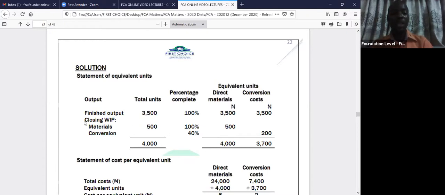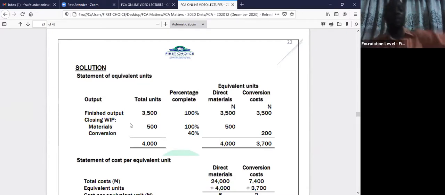Now, can you see the cost element here? For work in progress, we have material, we have conversion. And so we put it here again, material and conversion as heading. Look at the percentage of completion. So this finished output, you have 3,500 finished. 100% material is there. So 3,500 total is the same as 3,500 equivalent for material. 3,500 finished is the same 100% complete for conversion. So it's as saying 3,500 finished for conversion.